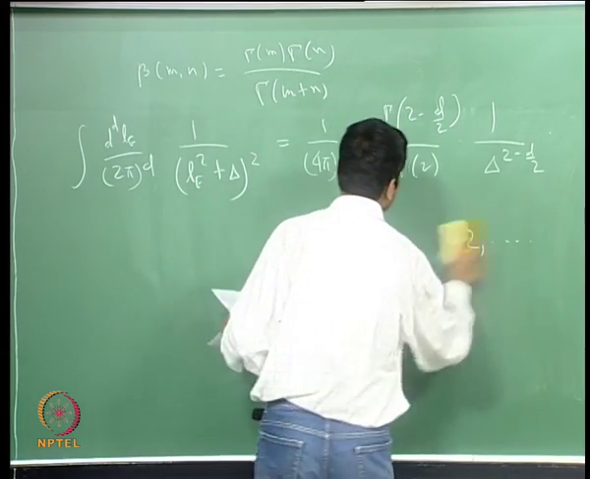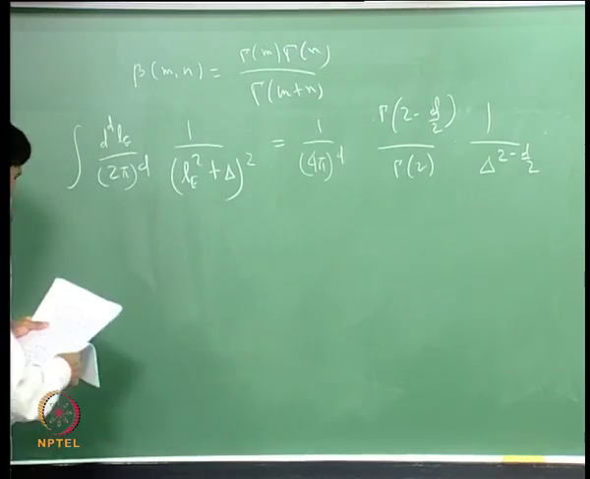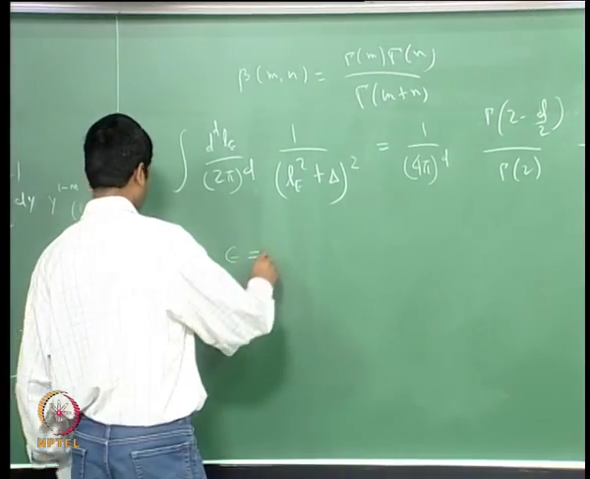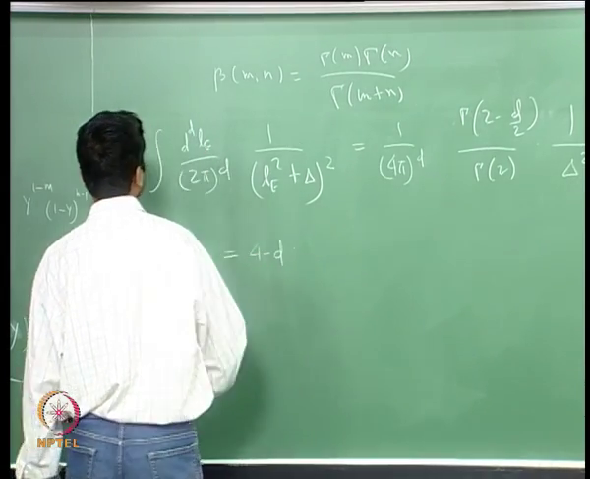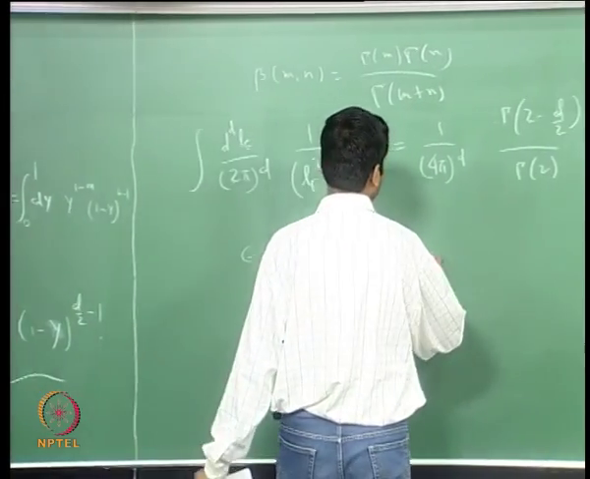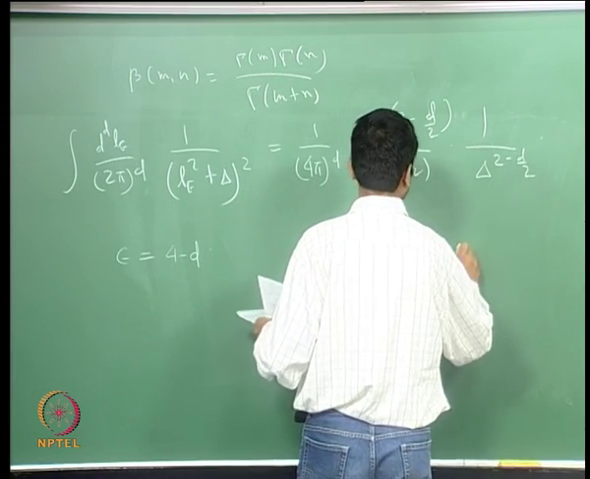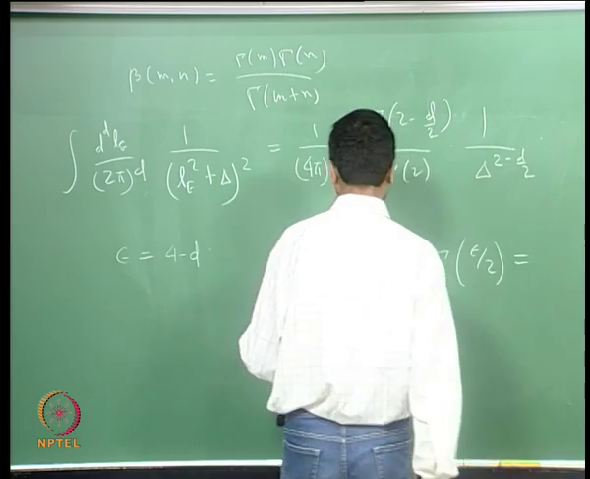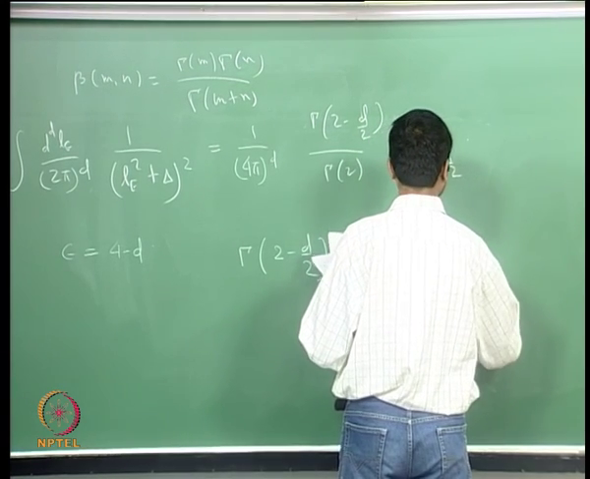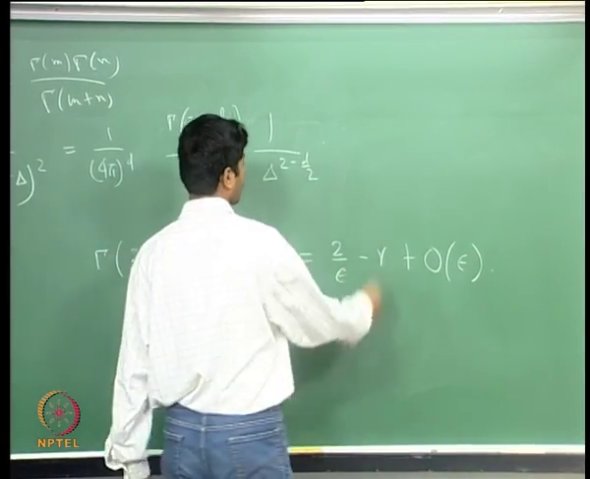What we can do is find the behavior of the integration when d approaches 4. To do that, I will introduce epsilon, which is equal to 4 minus d, and then I will see how this integration behaves when epsilon tends to 0. When epsilon tends to 0, gamma of 2 minus d by 2 basically becomes gamma of epsilon by 2, and then you can use the expansion for gamma of epsilon to get this to be 2 over epsilon minus gamma plus an order epsilon term, where gamma is the Euler's constant.